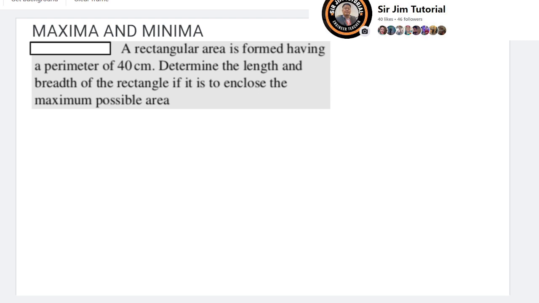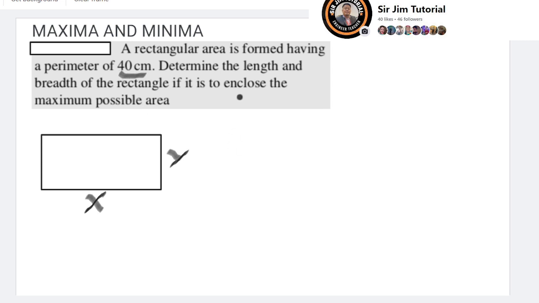We are on maxima and minima here in differential calculus. For example, you have a rectangular area formed with a perimeter of 40 centimeters. Determine the length and the breadth of the rectangle if it is to enclose the maximum possible area. So here, there is a rectangular area for which we are asked to compute the length and then the breadth. For example, this is the length and then this one. It is given that the perimeter is equal to 40 centimeters.